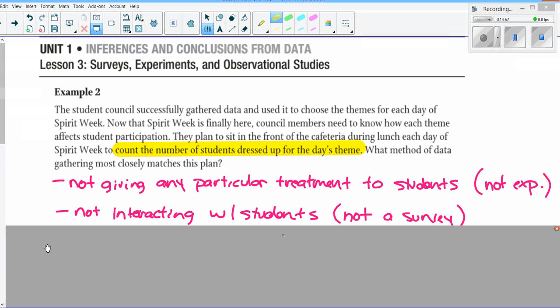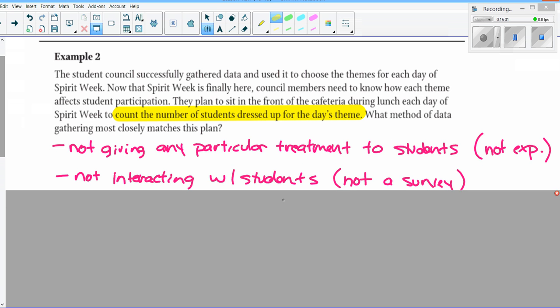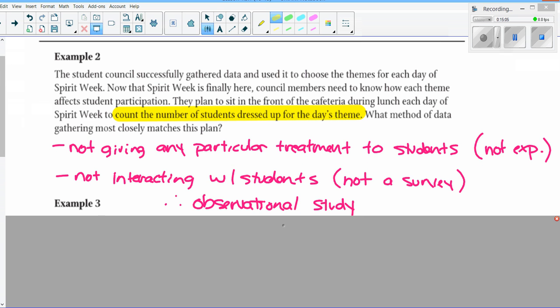And because they're not interacting with students, that is why we would say that this is an observational study. So because they're not interacting with students, it's not a survey. They're just observing, they're counting. So it's an observational study. Okay? So again, pause where you need to, copy any of that down.